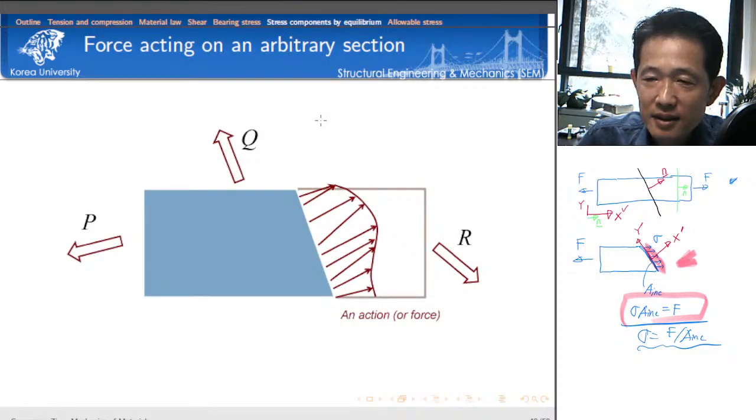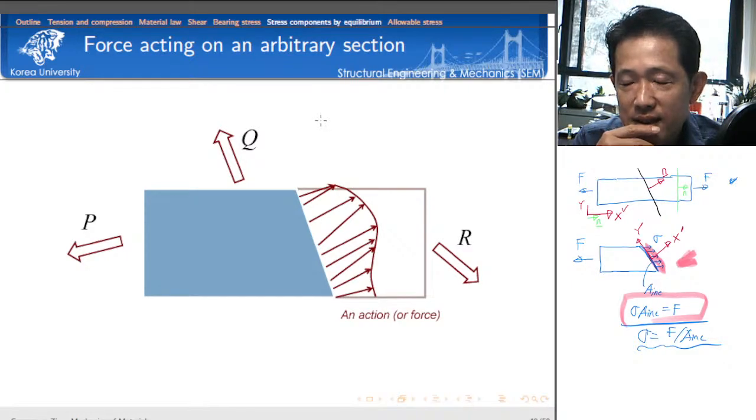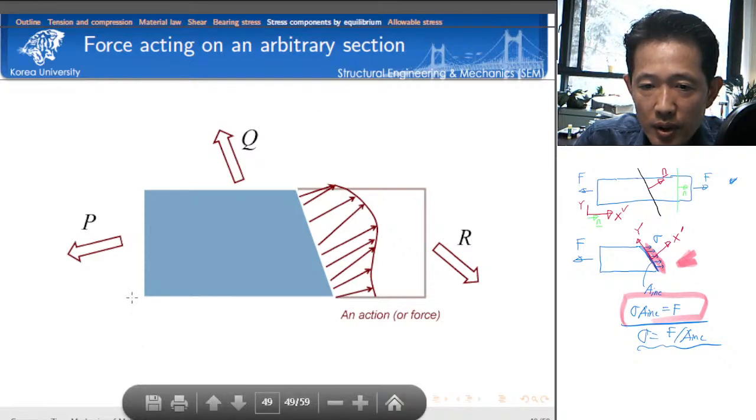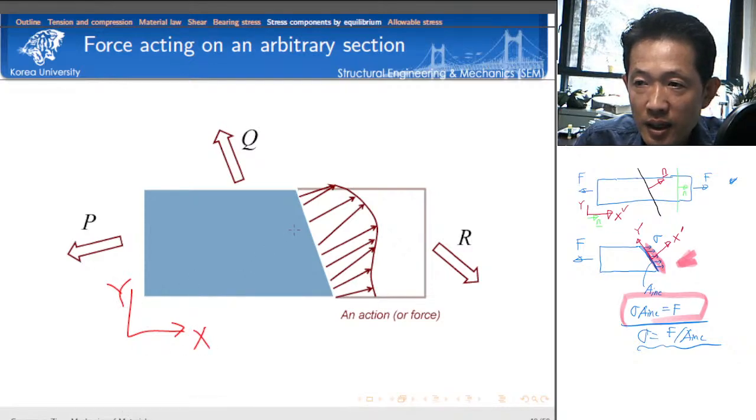Okay, so now let's consider more arbitrary cases. Here we want to consider the same geometry, but instead of forces parallel to the x direction, we have very arbitrary directions of the forces. As I told you before, we want to define a coordinate system x and y here, since we are in two-dimensional space.